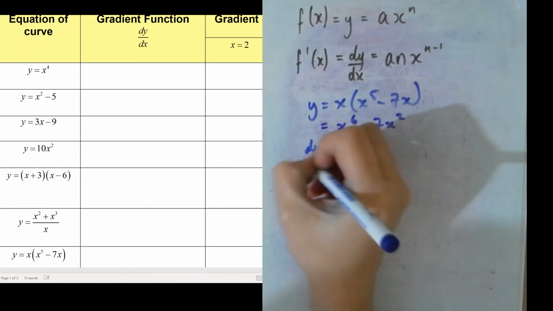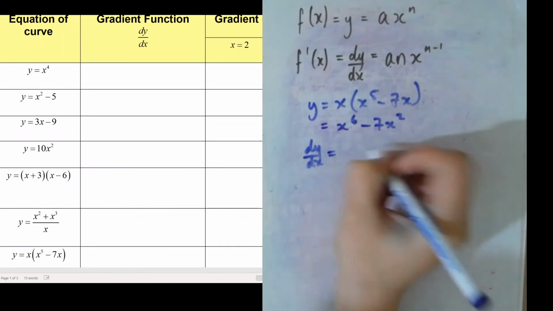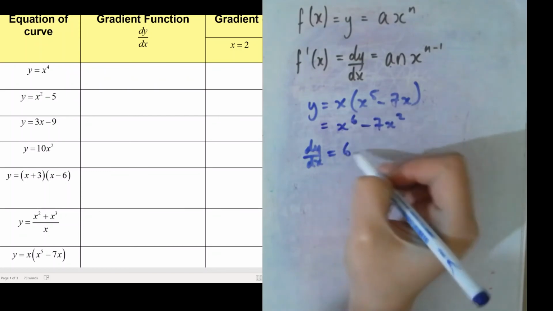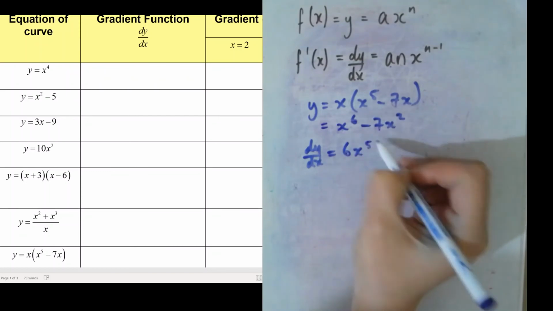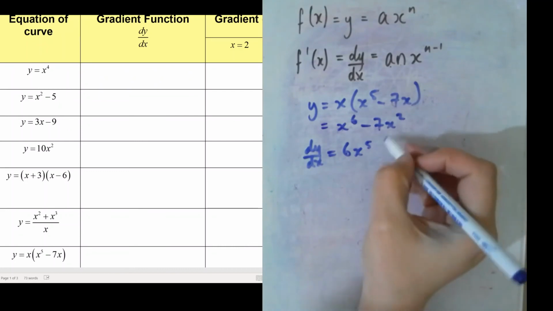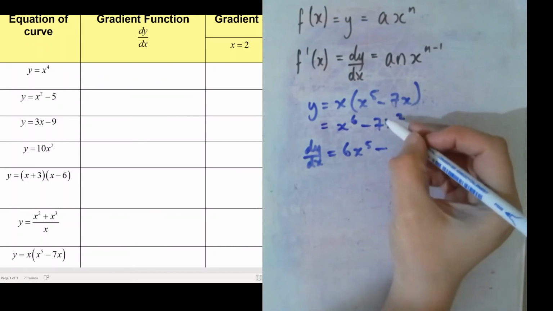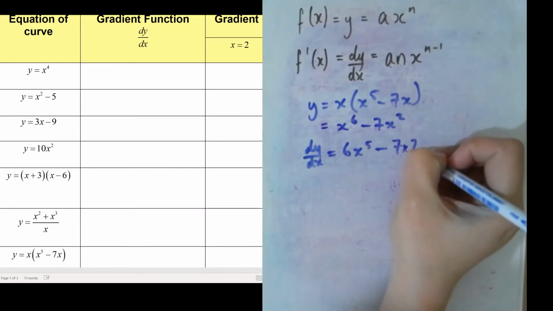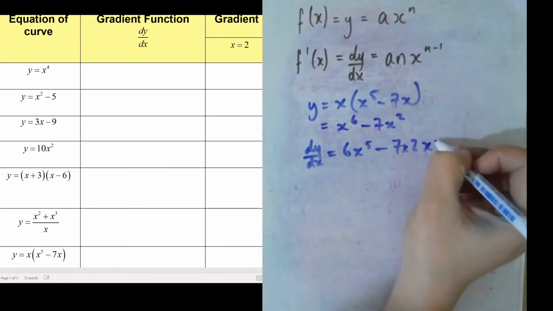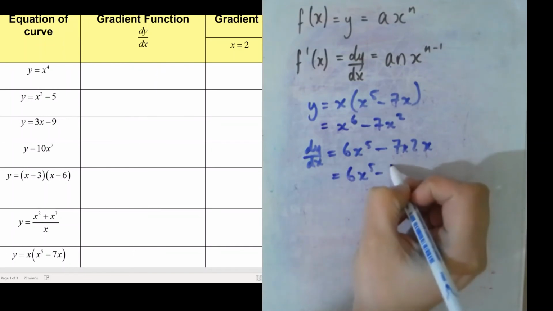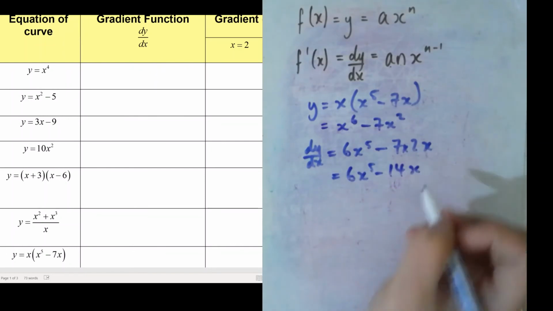Okay, and now I just need to differentiate that. I don't have a number in front, so that's just 1. Drop the power down, so you've got 6x, and then that would be 5, because 6 take away 1 is 5. For this one, the power will need to drop down, so I've got 7 times 2, and then that x will just become to the power of 1. So this will be 6x to the power of 5, take away 14x.